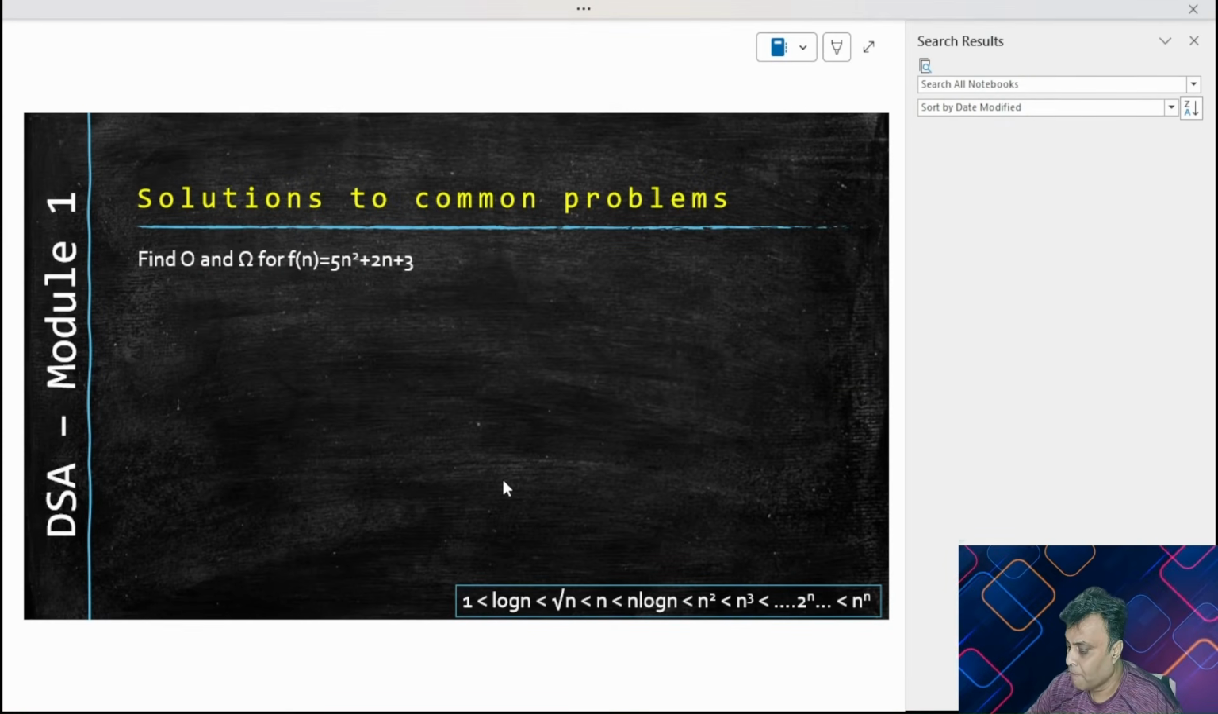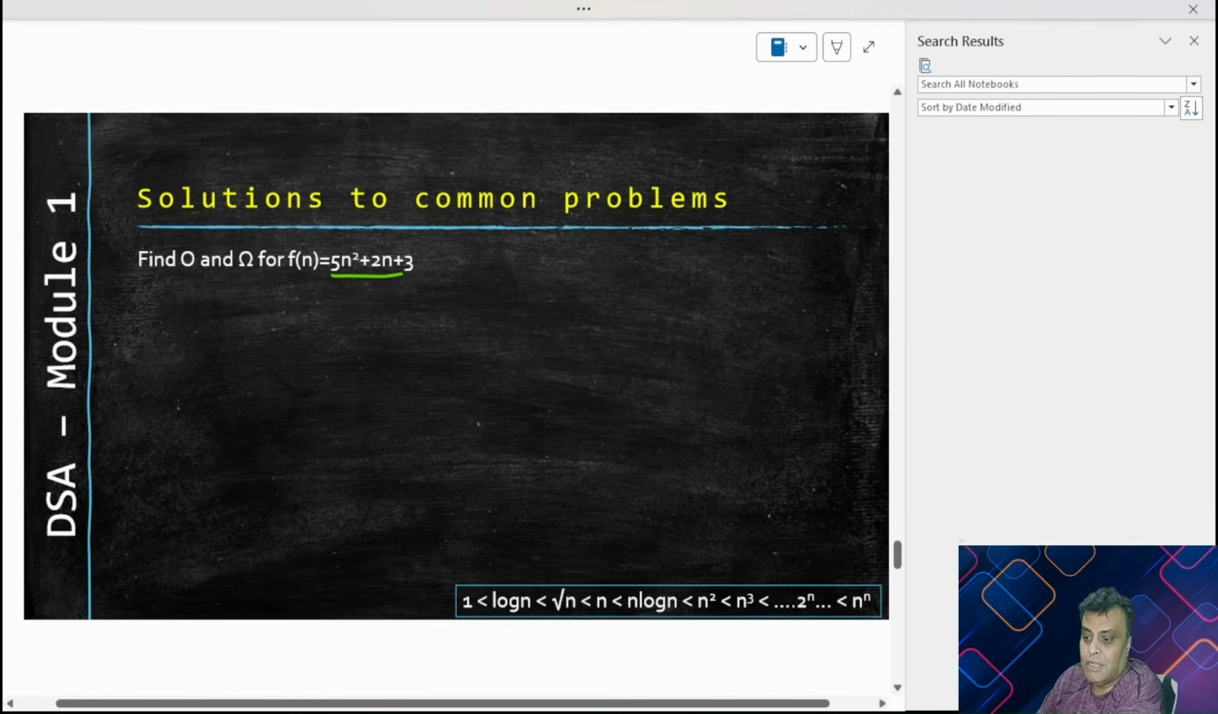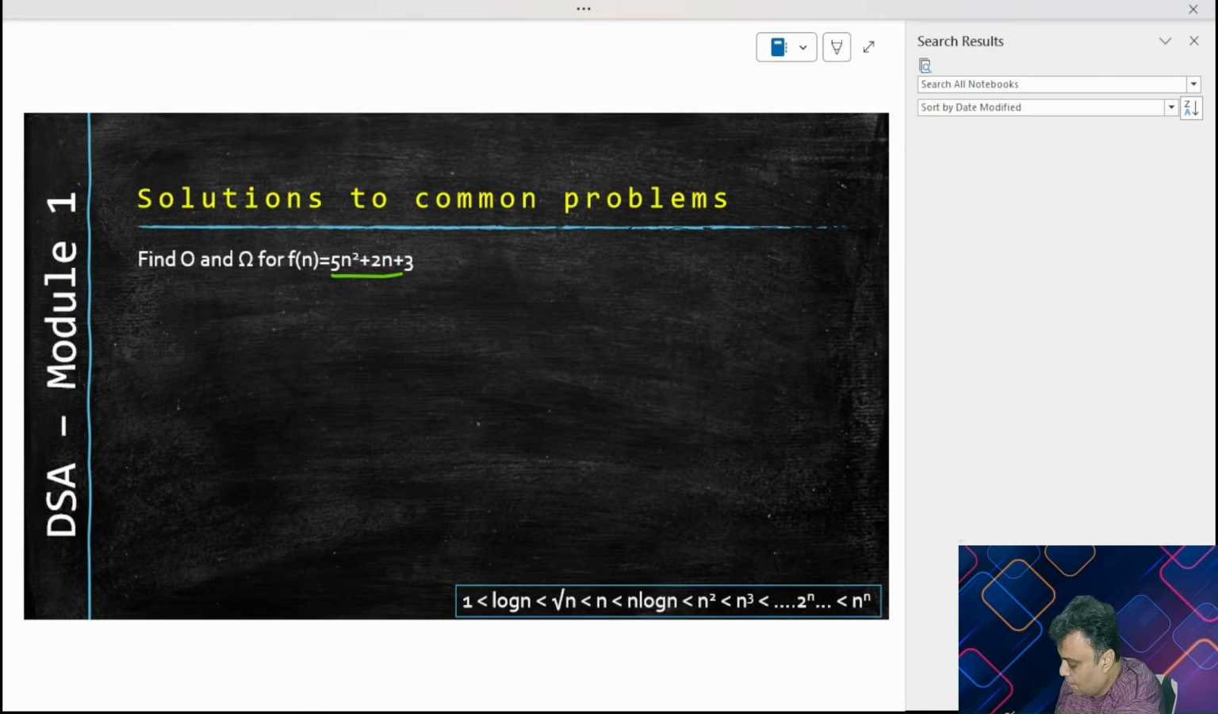Welcome back. Let's start off with what we left before the break, which is solving the common questions that typically come. Let's start with this, which says find big O and omega given a polynomial. So I already explained in my previous block before the break that if you are given a polynomial, then you'll have to apply the formula to actually calculate big O and omega.